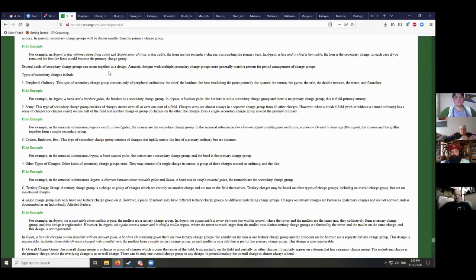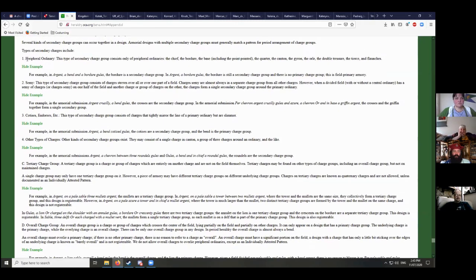The types of secondary charges include peripheral ordinaries. This type of secondary charge group consists only of peripheral ordinaries: the chief, the bordure, the base, including the point pointed, quarters, cantons, gyrons, orles, double tressures, tierces, and flaunches. Feel free to go and have a look for images of these later on. Once again, the SCA Heraldry Primer is fantastic for this.